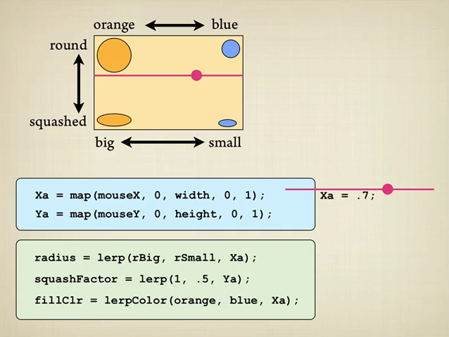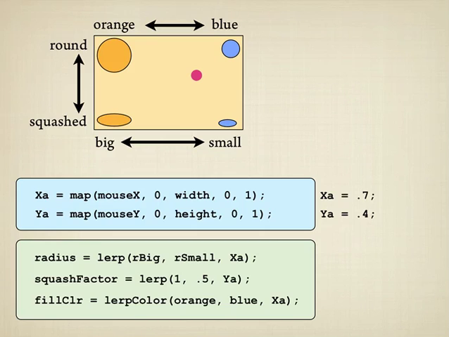The second line we can think of as drawing a vertical line through the mouse location and finding out where the mouse is vertically on that line. And I think it's probably about 40% of the way down from the top. So YA is 0.4. Now we have these two global variables ready for us when we get to draw.